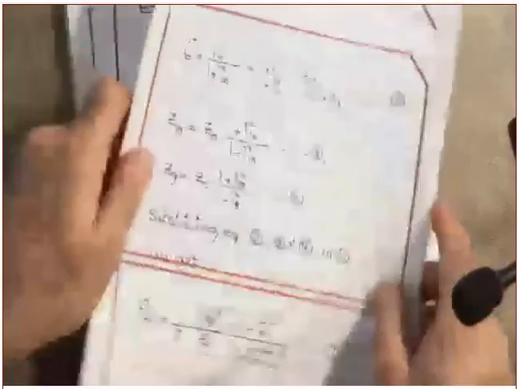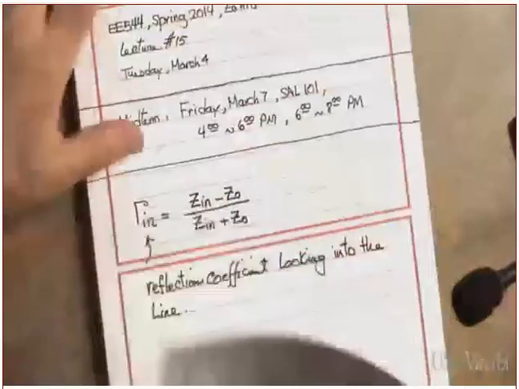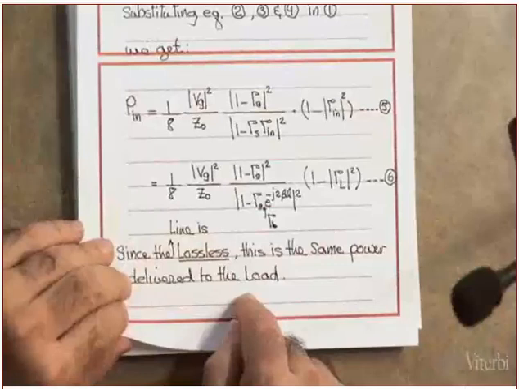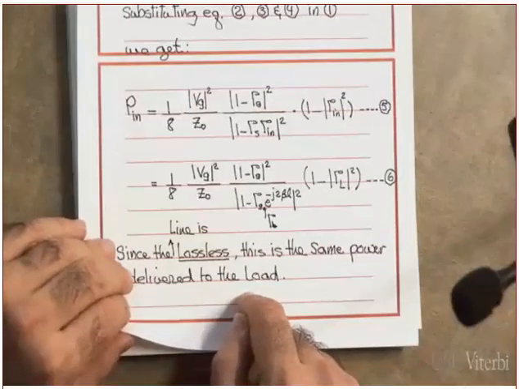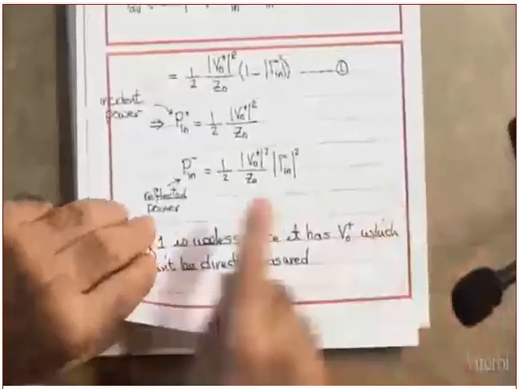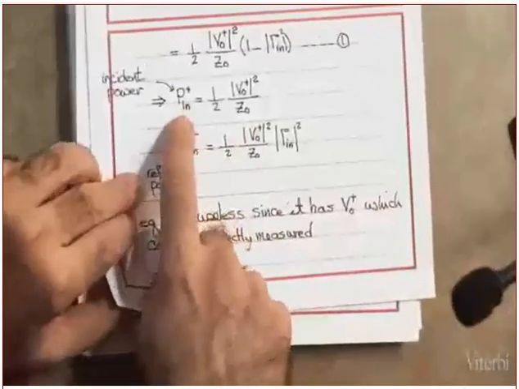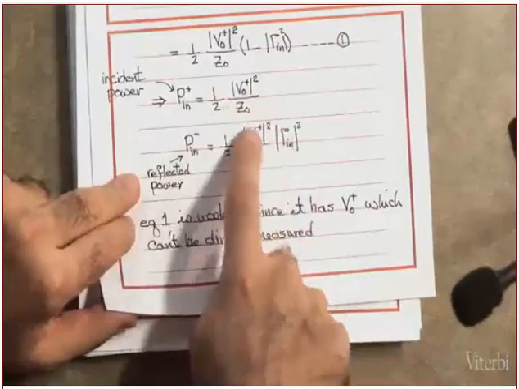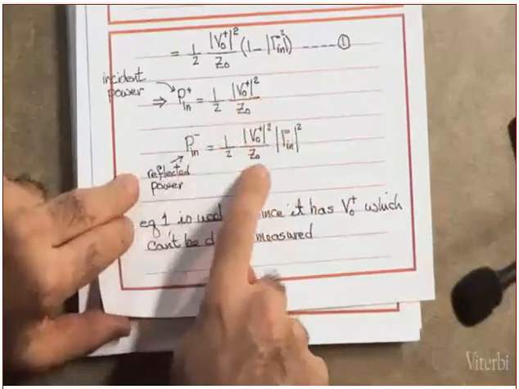Okay, give me a moment. Can you give me a moment? You're still losing me here. Give me a moment. Okay, so since the line is lossless, this is the same power delivered to the load. Clear? I want you to tell me, before I show you the examples, how are Pn plus and Pn minus related?